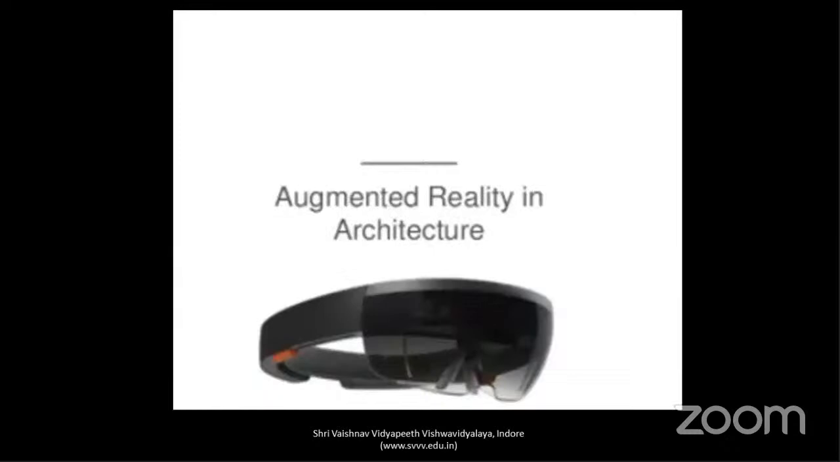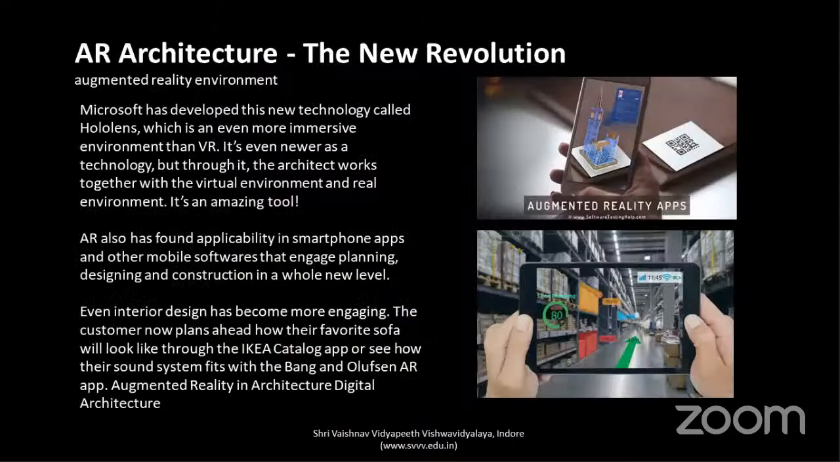Now augmented reality in architecture. You have all heard about IKEA Mumbai. You have seen many furniture websites and furniture apps which let you place your furniture digitally into a space; that is augmented reality. So, what is an augmented reality environment in architecture? Microsoft has developed a new technology called HoloLens, which is an even more immersive environment than VR. It is newer as a technology, but through it, architects work together with a virtual environment and the real environment.